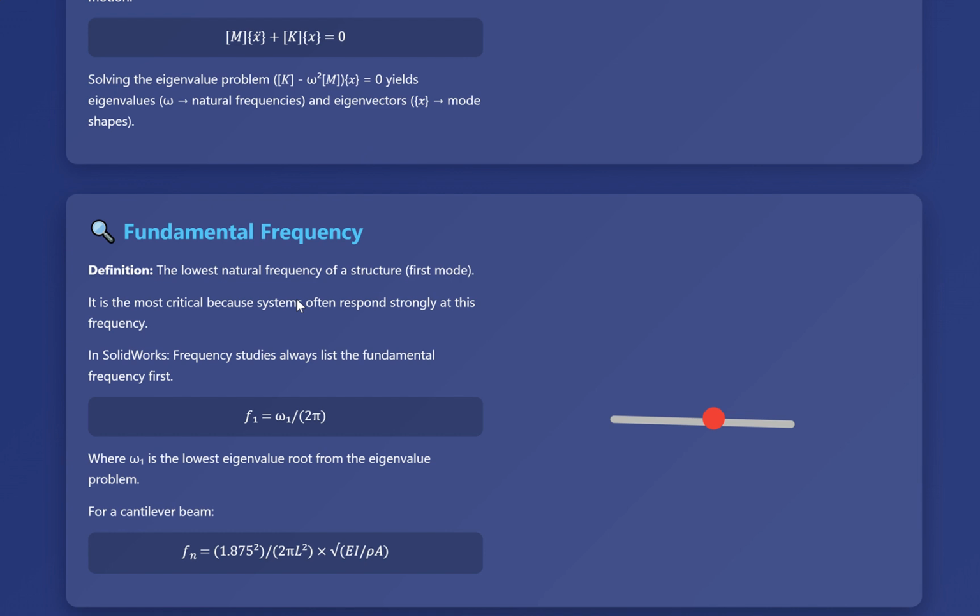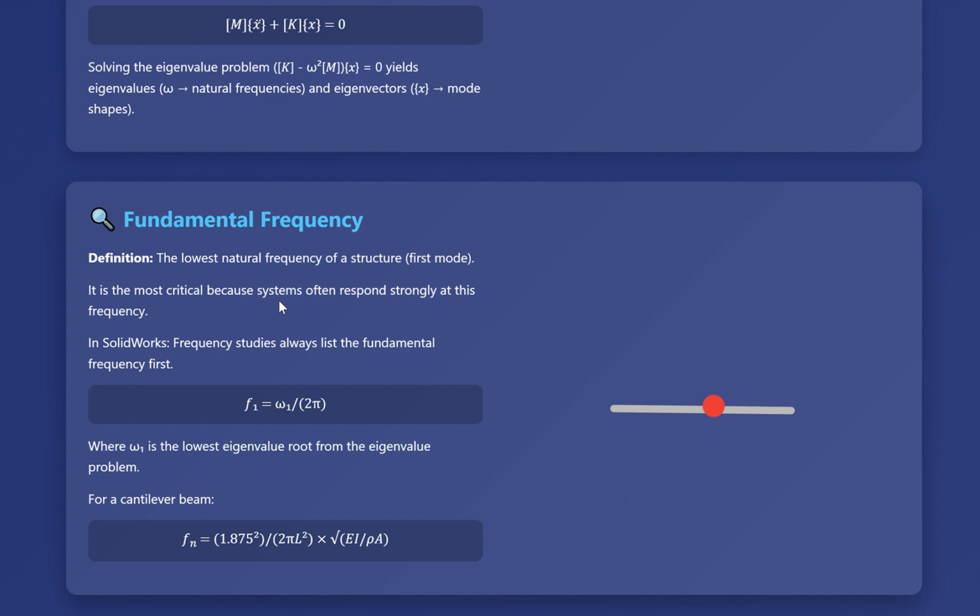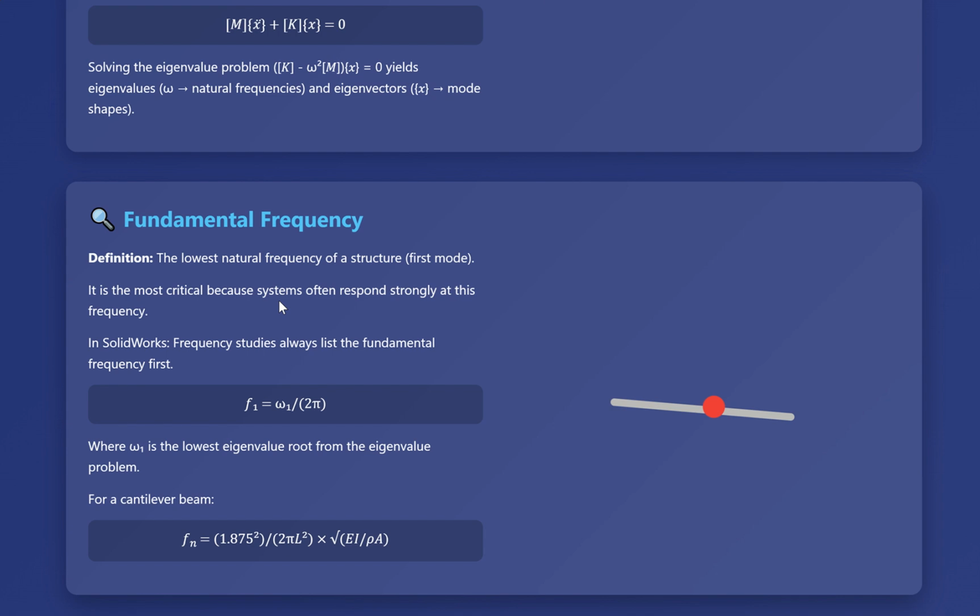Then we have what is called the fundamental frequency. This is the lowest frequency of a structure. You normally call it the first mode shape. When you obtain the first mode shape, this is what we call the fundamental frequency. I will show you what this fundamental frequency is all about. In SolidWorks, frequency studies always display the fundamental frequency using the first mode shape.